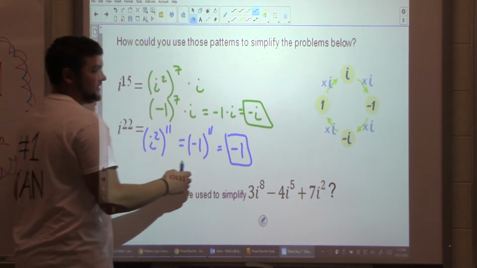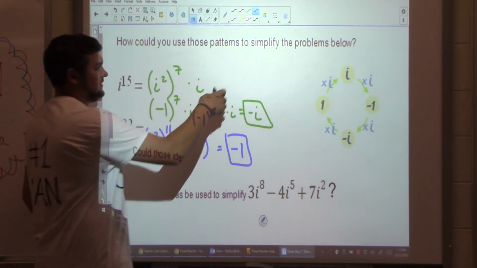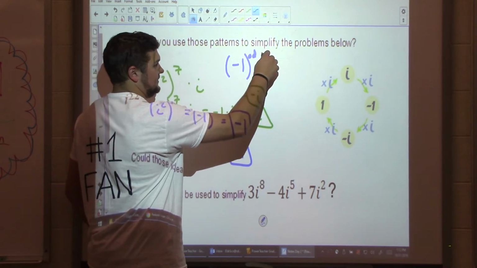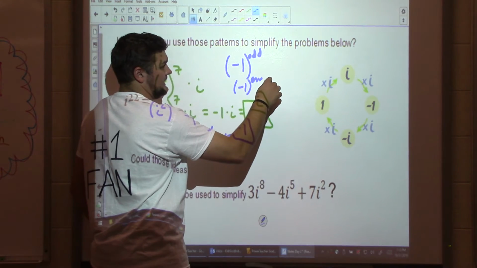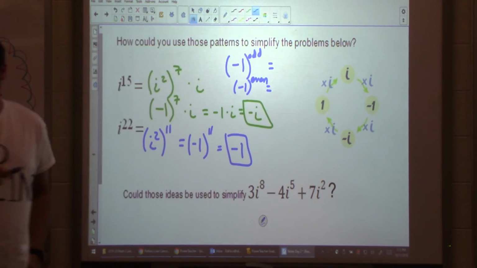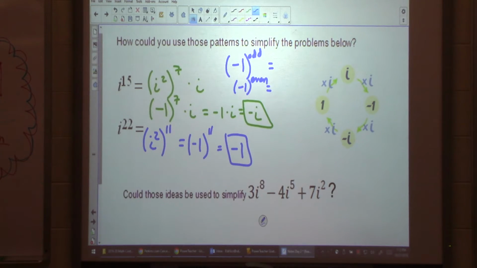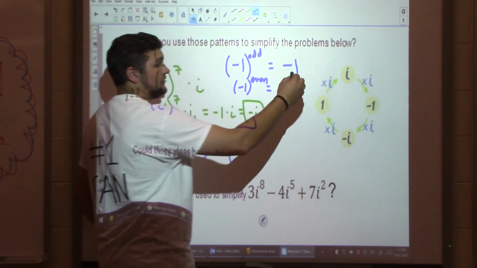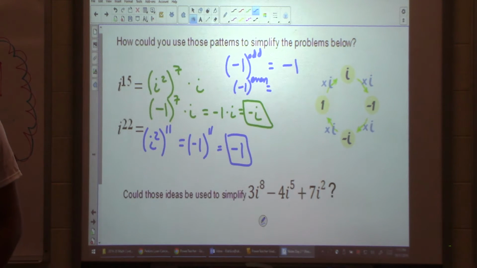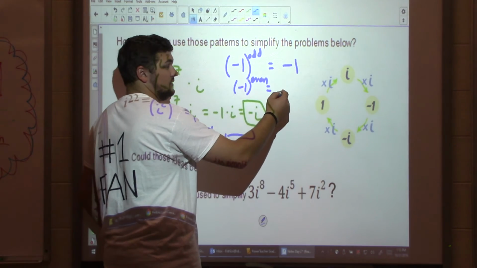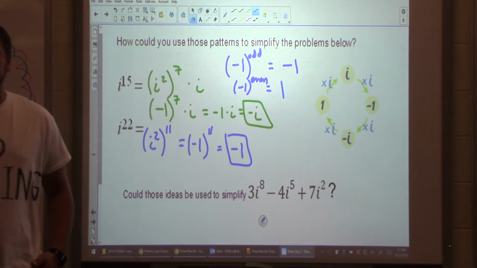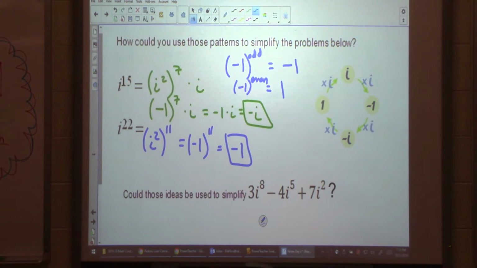negative 1. Hey guys, let's think about this for a second before we go any farther. Negative 1 to any odd power will always equal what? Negative 1. Right? Negative 1 to the first is negative 1. Negative 1 to the third is negative 1. To the fifth is negative 1. To the seventh is negative 1. Negative 1 to any even power would equal positive 1. Right? Negative 1 times negative 1, or negative 1 squared, is going to be positive 1. Negative 1 to the fourth power will be positive 1. Negative 1 to the sixth power will be positive 1.